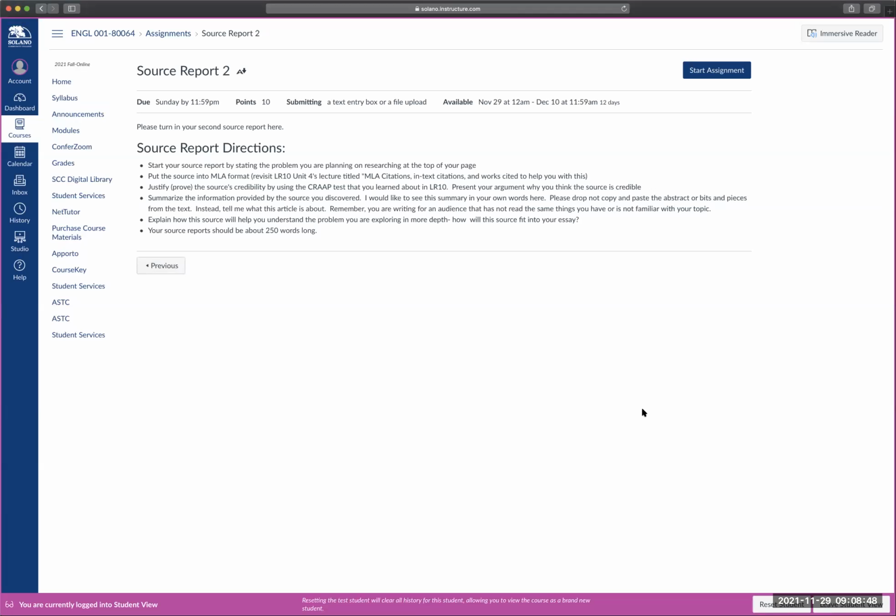As far as what's going to be turned in, how you're going to turn it in, all that good stuff, right? It's going to be due on Sunday. And here's the same little overview, exactly what you did for the first source report. What is the problem that you're researching? What is the source? Put an MLA citation, give a summary of the source, how you're planning on using it in your essay, and how is this source a reliable source on the topic that you're researching, right? So just the exact same assignment that you did for the first one.